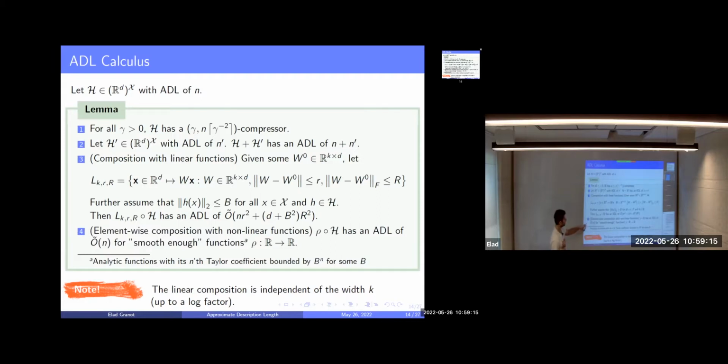And the last one: this one was composition with a linear function, the second one is composition with a nonlinear function. So we know how to compose the class with a subset of nonlinear functions which are smooth enough. The definition is below, without adding too much to the asymptotic bound, except for logarithmic factors. Okay, so yeah.